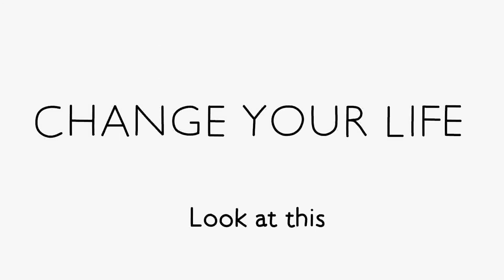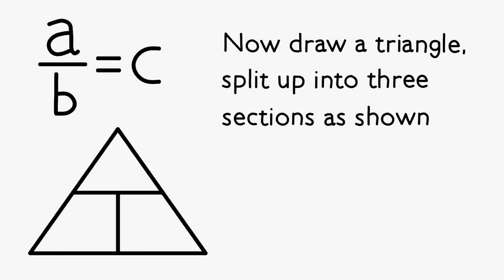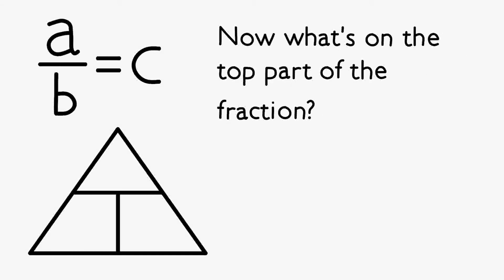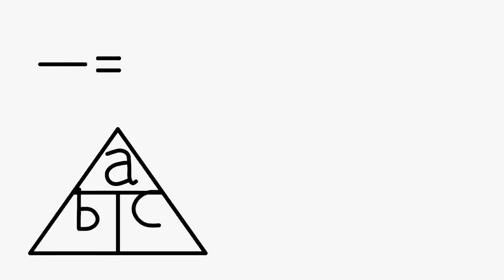Look at this. A over B equals C. Now draw a triangle, split it up into three sections as shown. Now what's on the top part of the fraction? A. Cool. That's what goes on the tippity top part of the magical triangle. The other two thingies go on the bottom parts.